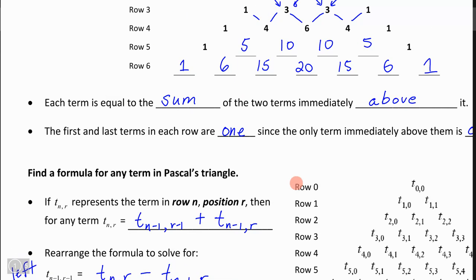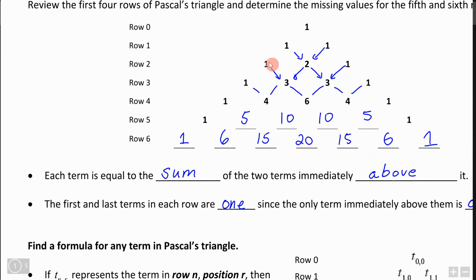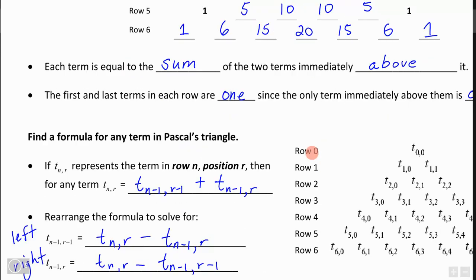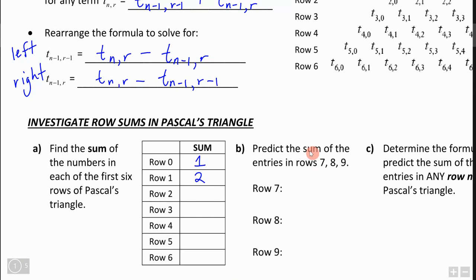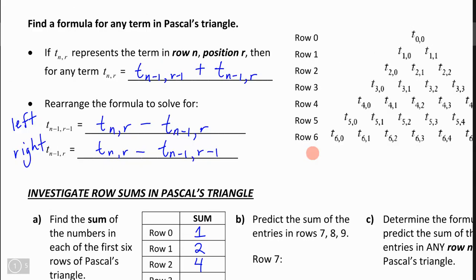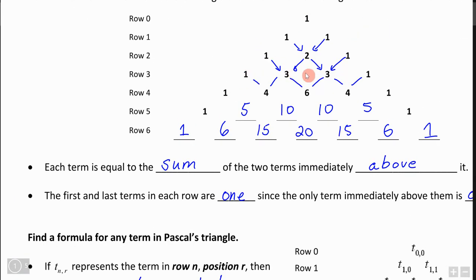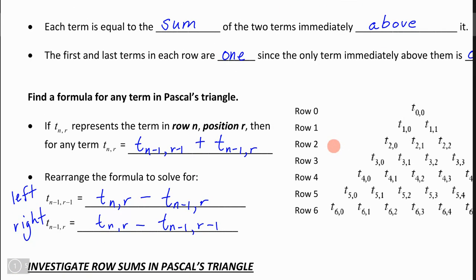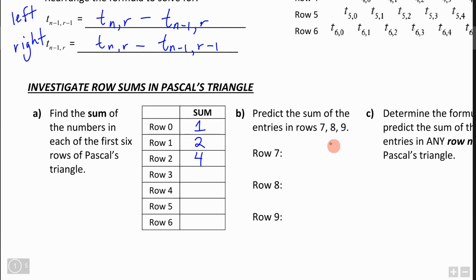What about row 2? I have 1 plus 2 plus 1, which makes 4. Row 3, I get 1 plus 3 plus 3 plus 1, which makes 8. If you do row 4, you get 16. If you do row 5, you get 32. And if you do row 6, you can add them up and you'll see you get 64.